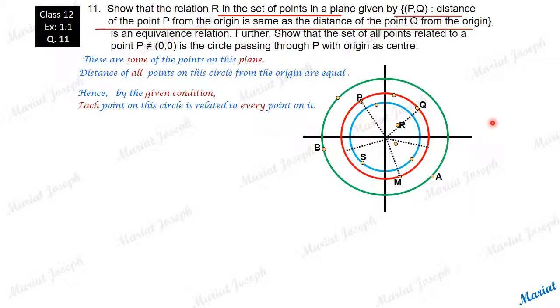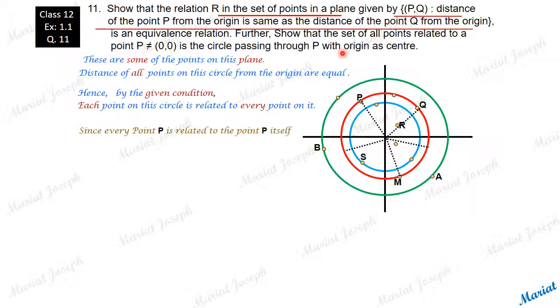Likewise, this point A and point B are related because the distance of A from the origin is same as the distance of B from the origin. That is what the condition given in the question. Now we want to show this relation is an equivalence relation.